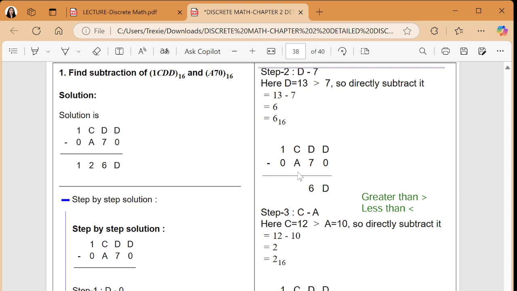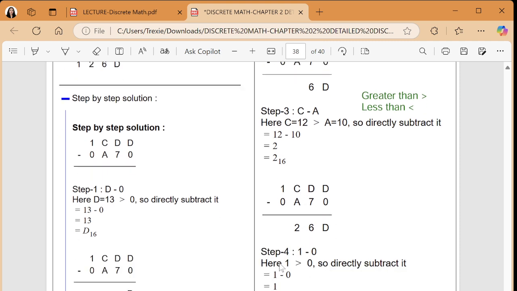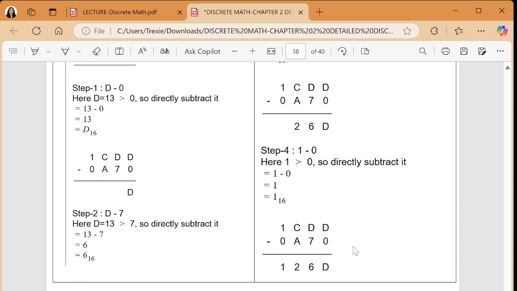So C minus A, since C is 12 and A is 10, again we can directly subtract it. So 12 minus 10 would be 2. So 1 minus 0, we can directly subtract it. So 1 minus 0 is 1. So the final answer is 126B.